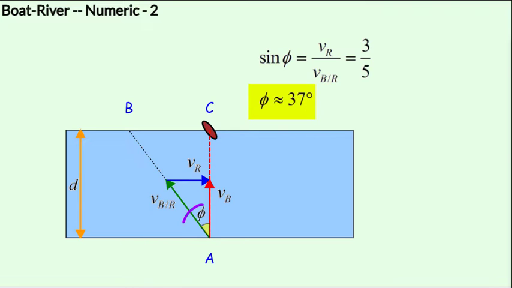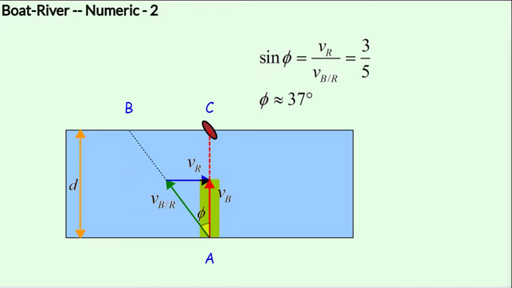And from here we get phi as 37 degrees. So the boat should head out making an angle of 37 degrees with the vertical in the anti-clockwise sense. And that would mean an angle of 90 plus 37 with respect to the x-axis in the anti-clockwise sense. And when its intended direction is along line AB, the current will make it reach point C, right opposite across from point A, and this would be the shortest distance.